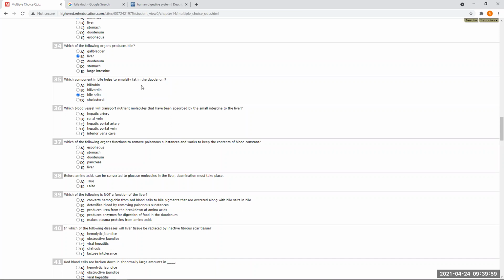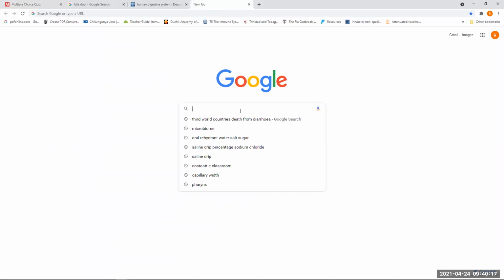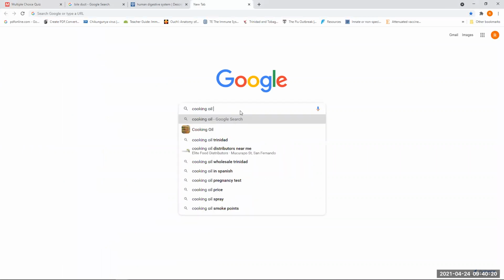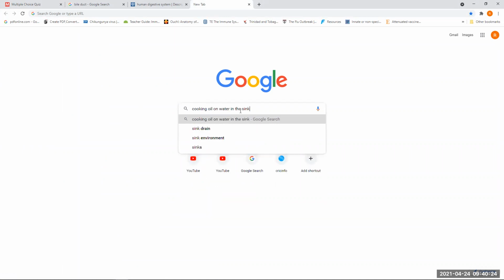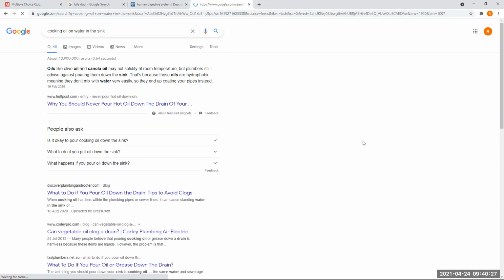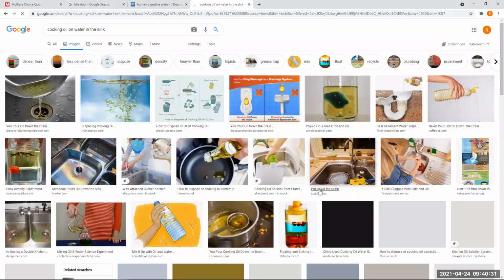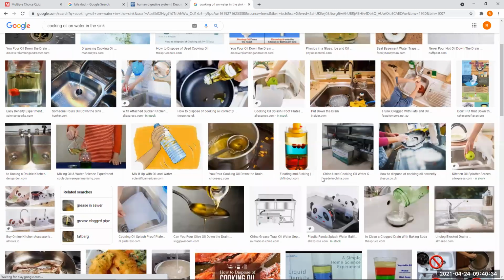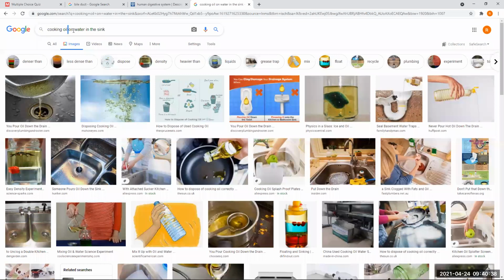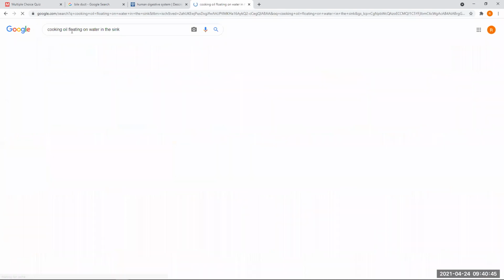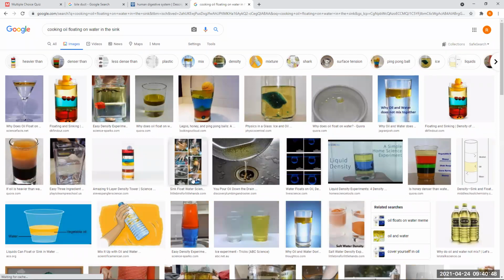So it does break up, and think about it. What do we mean by break up? Because sometimes we don't really get a concept. Let me see if I can get a picture to illustrate it. You might be familiar with this. Let's say cooking oil on water in the sink. Let's see, floating. I'm not seeing it. All right, cooking oil. I'm not seeing it either. It's not a very good image.